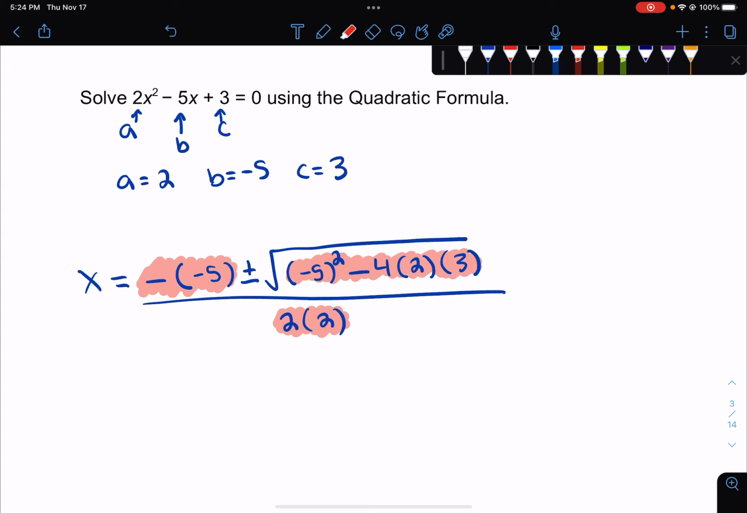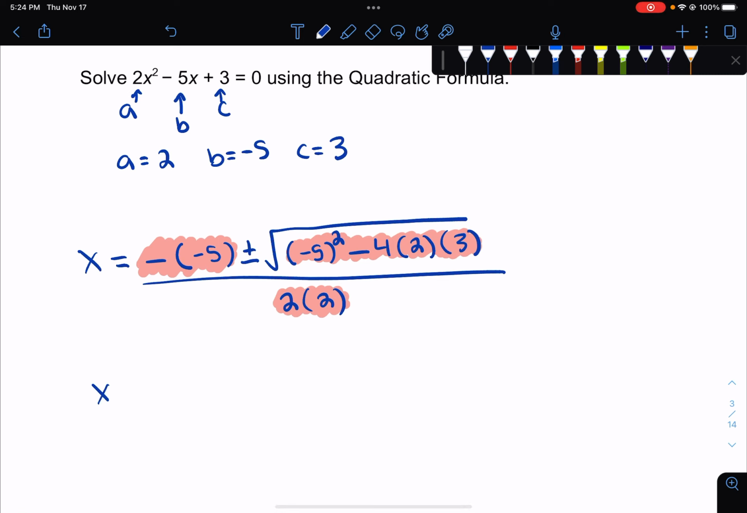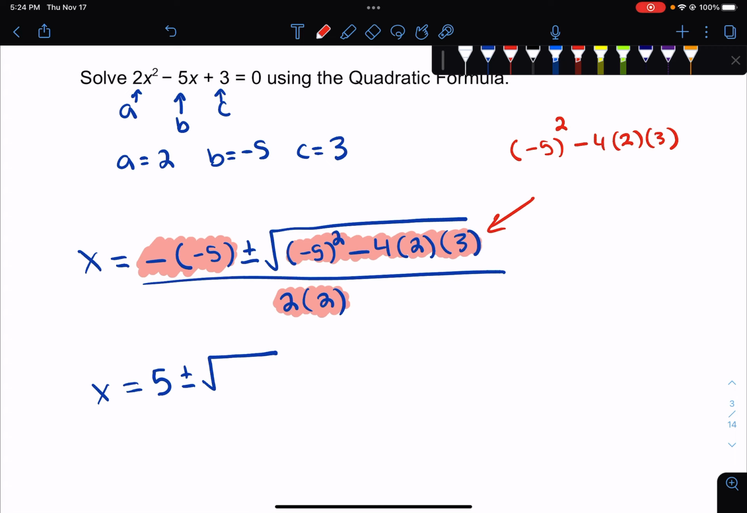Now notice I didn't highlight the square root because I'm leaving the square root alone. I just want to do the number underneath the square root. So when I rewrite this, instead of negative 5, that's just positive 5. And then I have plus, minus, and I still have a square root. But I want to take everything underneath that square root and type it in my calculator. So I'm going to type parenthesis, -5, parenthesis, squared, minus 4, parenthesis, 2, parenthesis, 3. I'm going to type that exactly into my calculator to get a number.